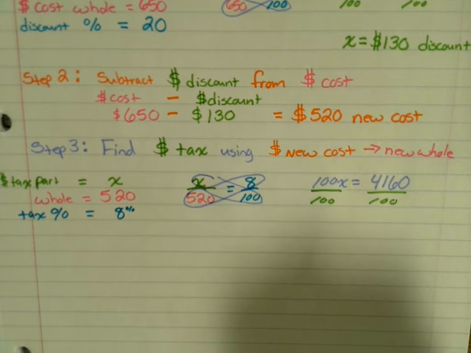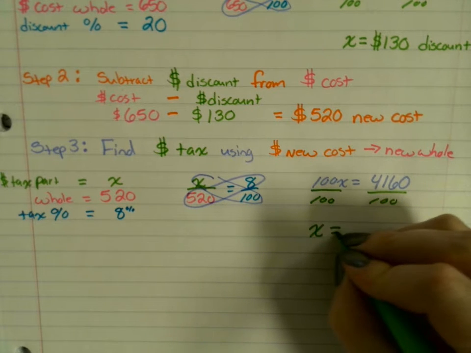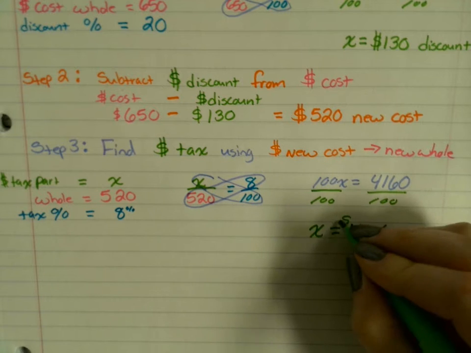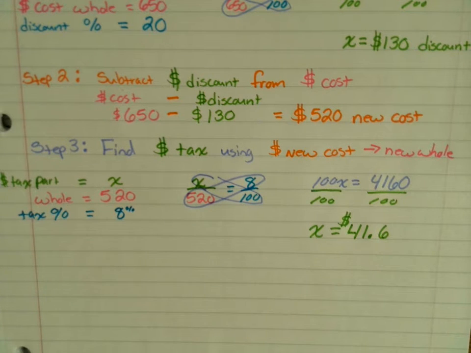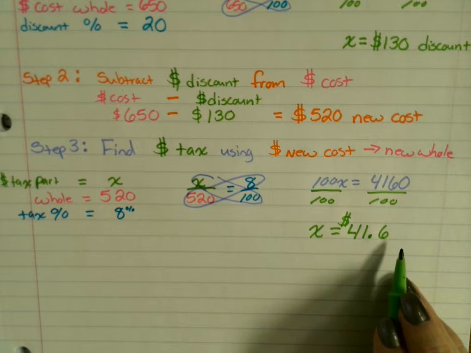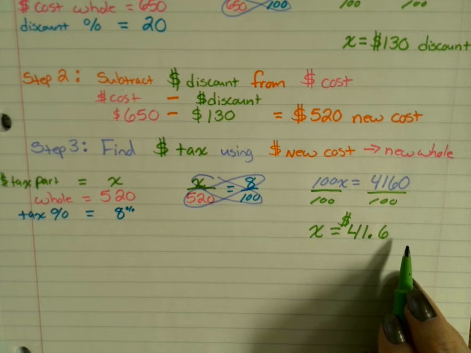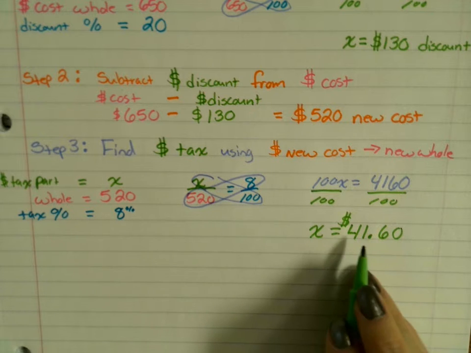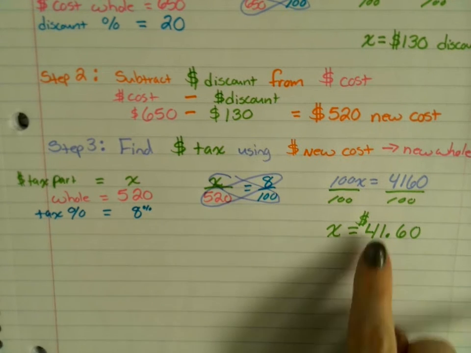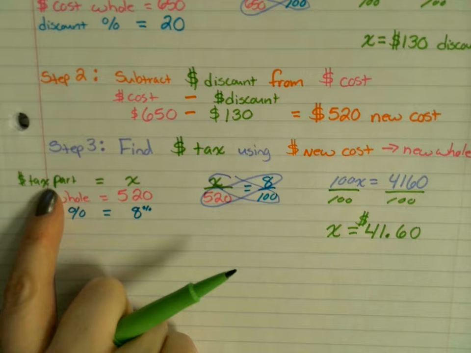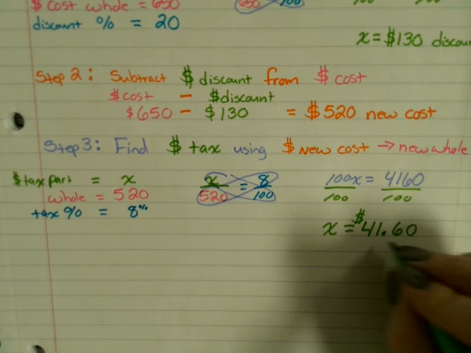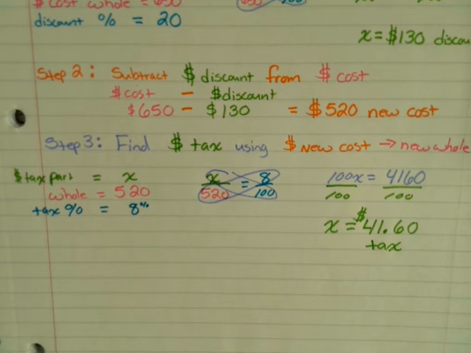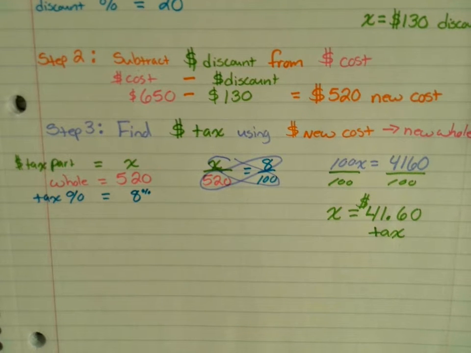And I'm going to find that X is equal to 41.6. But this is supposed to be money. So can I leave it as 41.6? No. What do I have to put? A 0. I have to put a 0 at the end. And what did X represent here? X represents the money tax. So this is $41.60 for tax. Okay, all right, I found my tax.